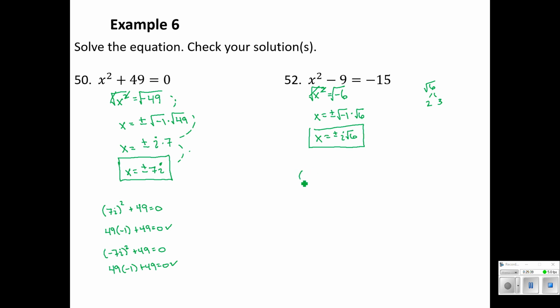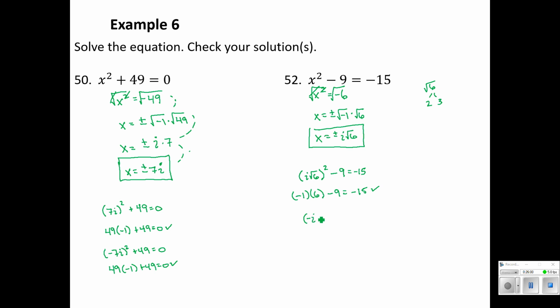So let's test it out. (i root 6) squared minus 9, does that equal negative 15? If I square the i, I get negative 1. If I square the root 6, I get 6. Minus 9, does that equal negative 15? Negative 6, take away 9 more, you bet.